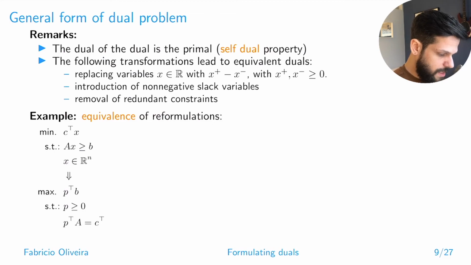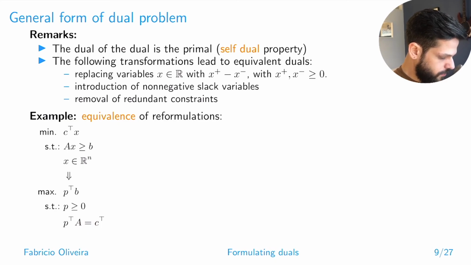I am trying to show the equivalence of these formulations. So basically, here is my primal with a variable that is restricted in sign. And if you use the table we just saw to formulate the dual, this is minimization with greater or equal than constraint. So that is going to get me a greater or equal than variable. And I have one variable that is restricted in sign. So that variable is going to yield an equality constraint.